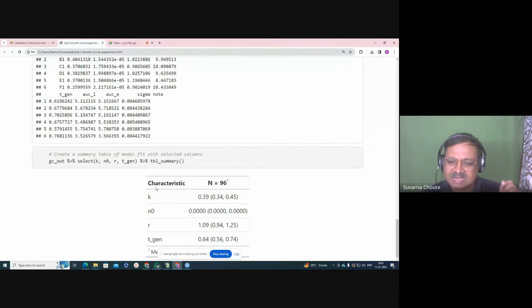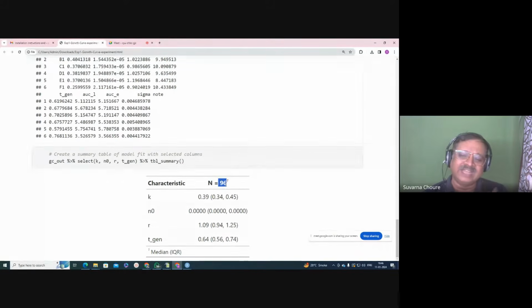Okay. This summary table for the data is also prepared. That summary table is for the model, and that how much K will be there, that 0.39 K is there, 0.34 to 0.45 is the 95% confidence interval. 96 values I studied because this is from 96 well plate experiment. 96 wells were studied for this culture.